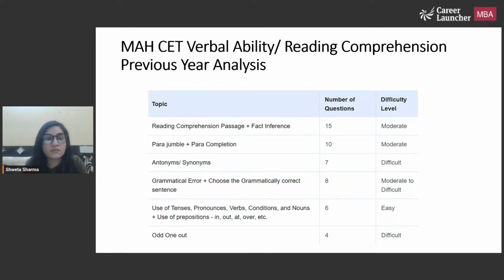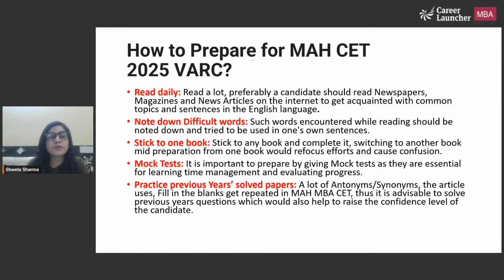Okay, then let's have a look at the preparation pattern for MAH CET. That is what you can expect when it comes to VARC. How do we go about the preparation, right? So, of course, reading daily is something we've already talked about, right? Also, when you read, I would want, guys, that you do not just read, but you also write down something after reading. Okay, it is very important that we do not just read anything which is given to us, but we are also able to practice its process.